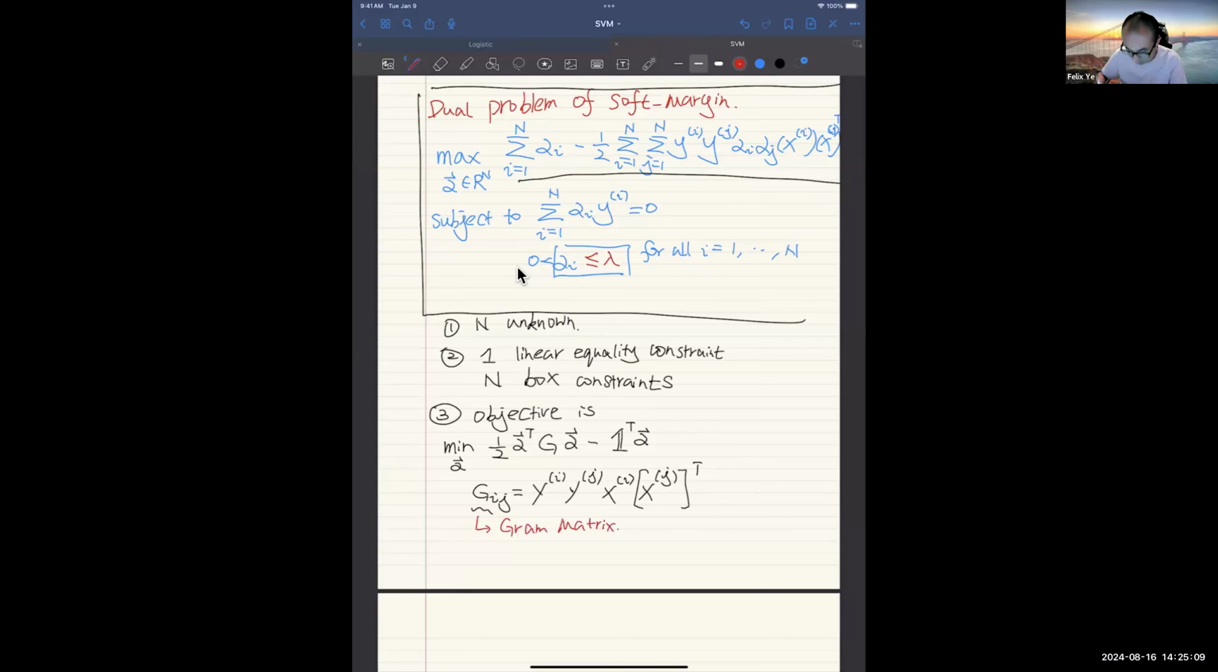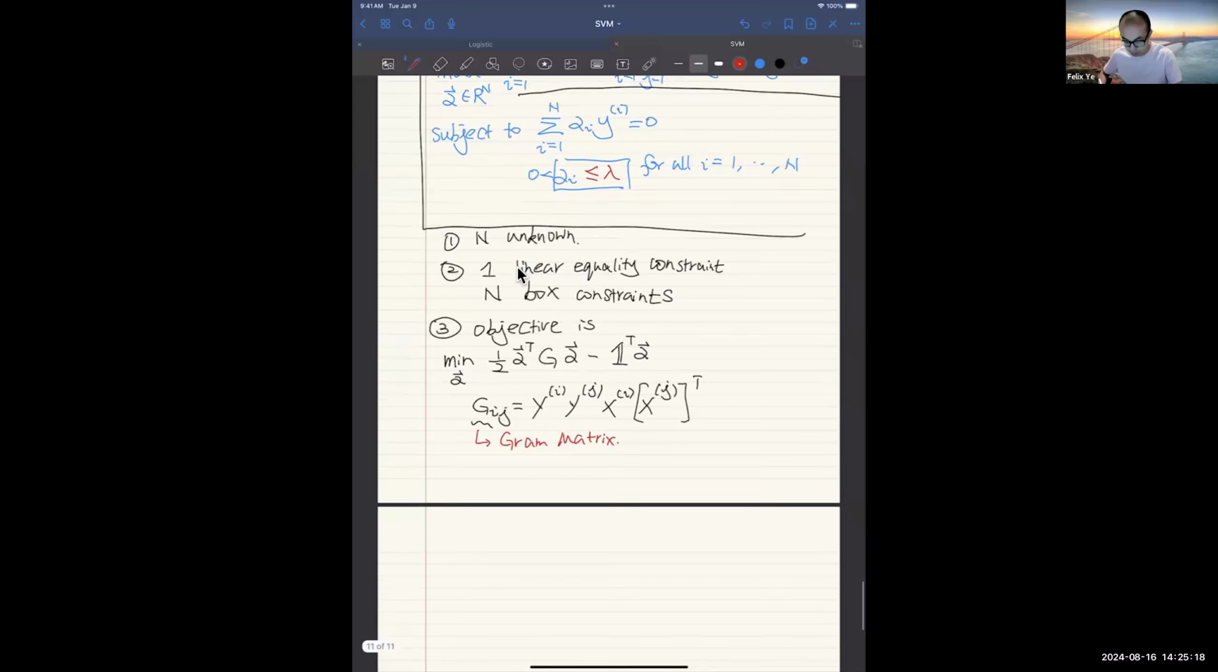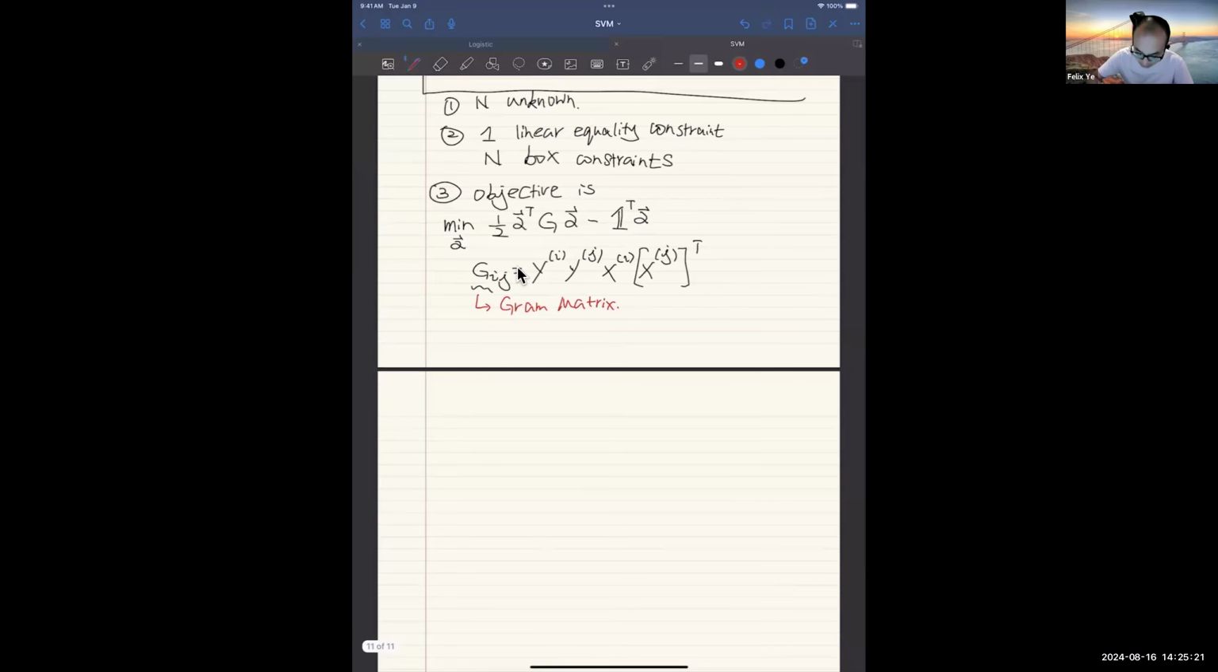And particularly, that will be a positive definite matrix. The reason why this is a positive definite matrix is because G can be written as V V transpose, with V equal to y1 x1, and so on, up to yn xn. So this is written as follows. This is the Gram matrix.